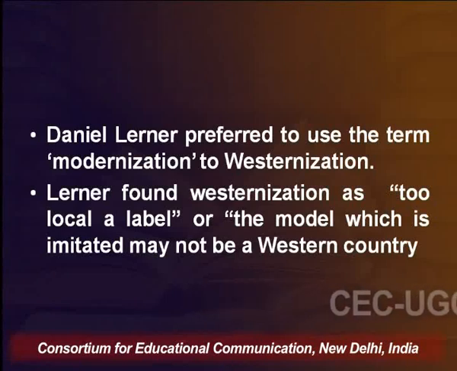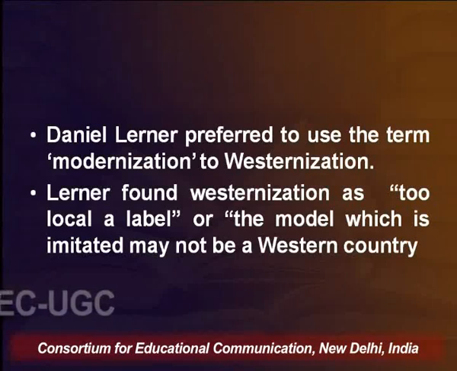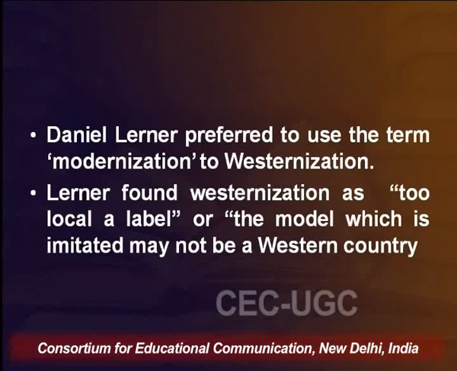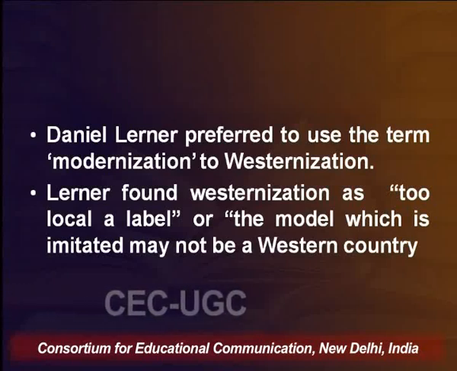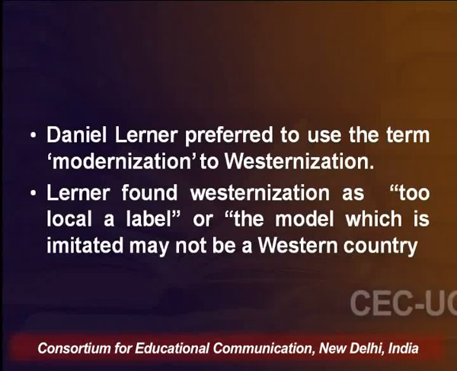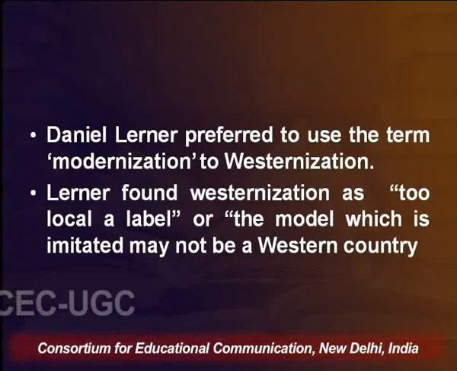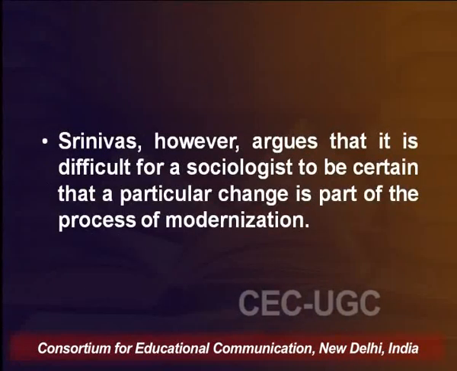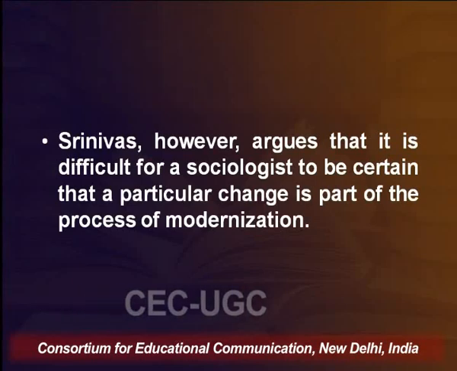Daniel Lerner preferred to use the term modernization to Westernization, because Westernization is local, it is regional, it could only refer to Western countries, whereas even countries in the East would be developing, becoming more progressive in technology, using rationality, becoming more secular. So modernization would be a larger term than Westernization. Srinivas, however, differs from Daniel Lerner and argues that it is difficult for sociologists to be certain that a particular change is part of the process of modernization. He tells us that the term Westernization is ethically neutral. He writes, its use does not carry the implication that it is good or bad, whereas modernization is normally used in the sense that it is good.